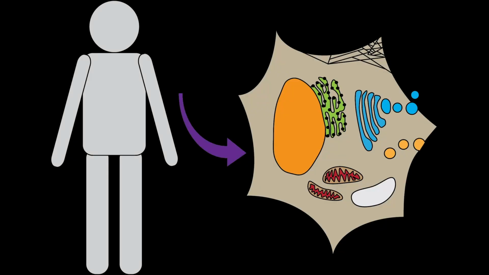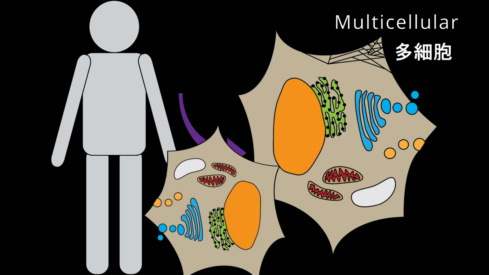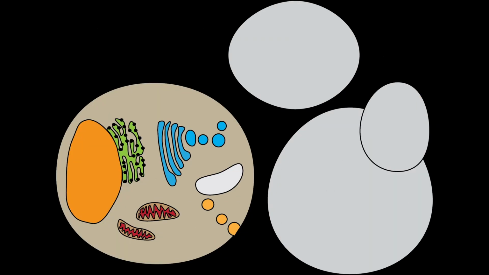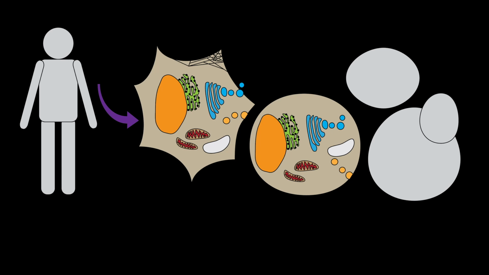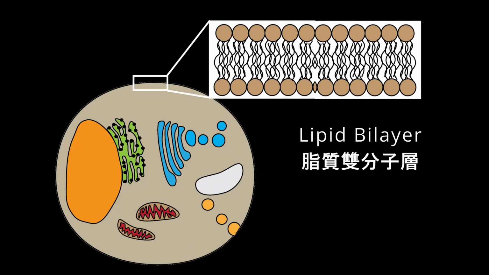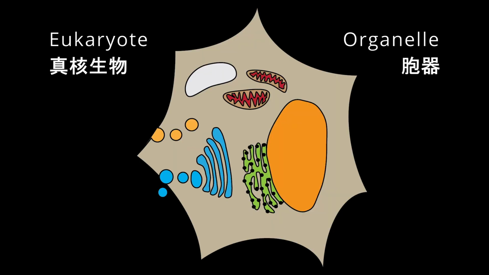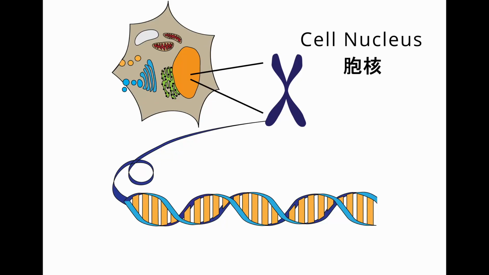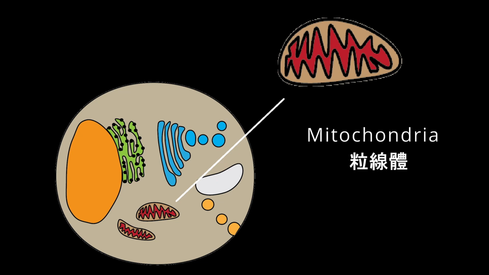All living organisms are made of one or more cells. Animals and plants are all multicellular organisms, while bacteria, amoebas, and yeast are unicellular organisms. One of the amazing things about life on Earth is that across all of these organisms, the cells and parts of the cells are highly similar. For example, all cells have a lipid membrane that separates the outside from the inside. In eukaryotes, the cells also have organelles, such as the DNA-containing nucleus and the energy-producing mitochondria.